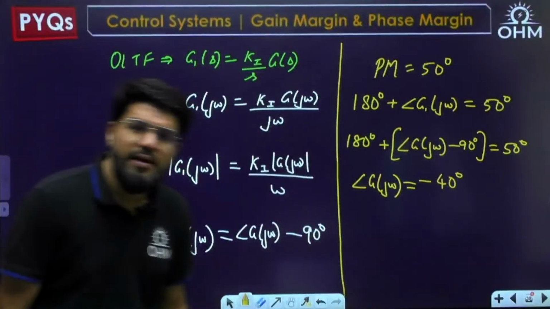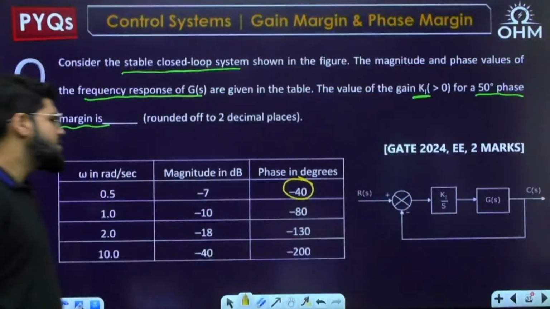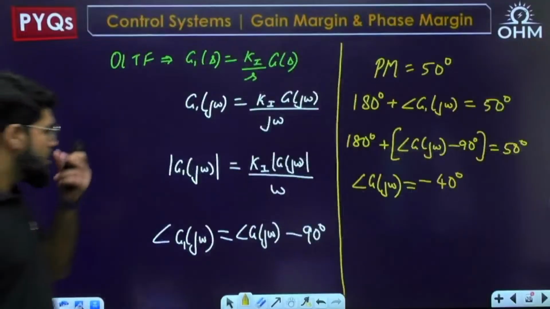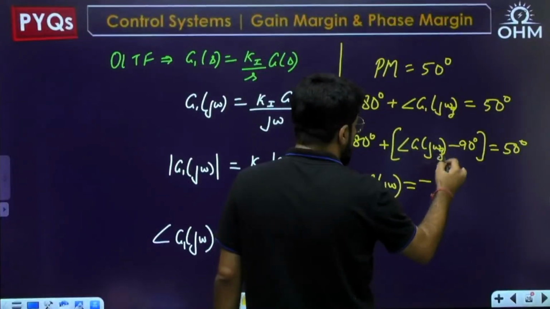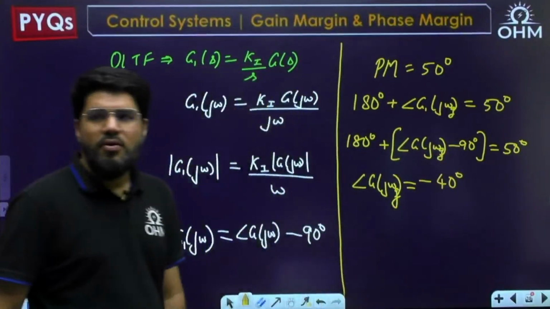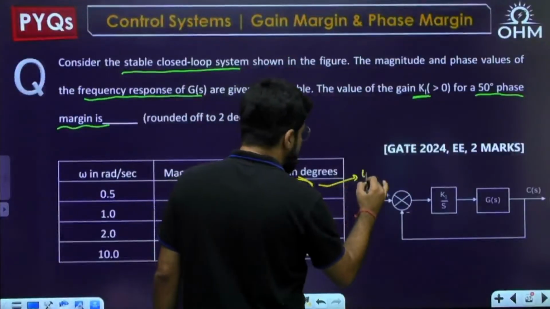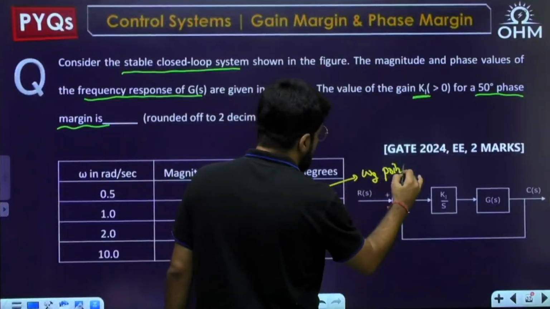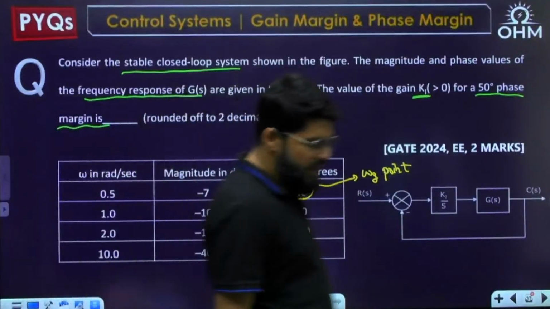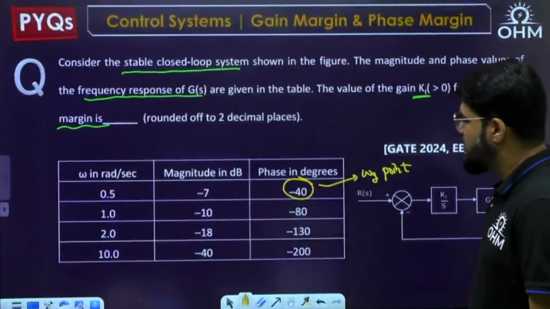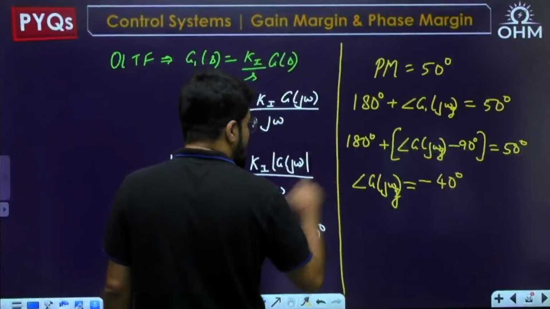The phase and magnitude information of G is given in the table. So minus 40 degree, this is important. Where is the phase margin calculated? At omega G. So at omega G, the phase should be minus 40 degree for the G function. That means this is the omega G point here. This is the omega G point. Now next analysis, what happens at omega G, dear?